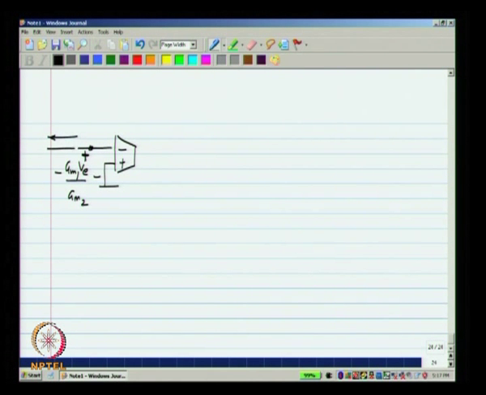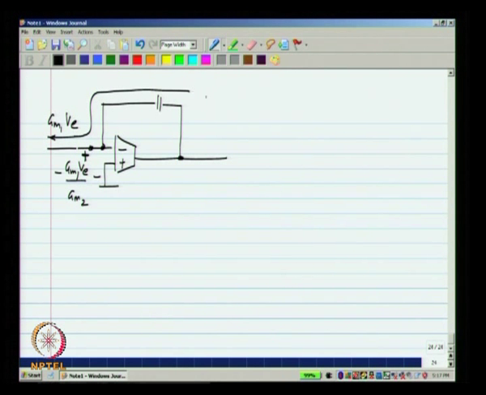That is the voltage that is developed there. This is GM1 VE, and this branch, the capacitor, also carries a current GM1 VE. So, I want the voltage to be the voltage across the capacitor plus an extra term, which is GM1 by GM2 times VE.